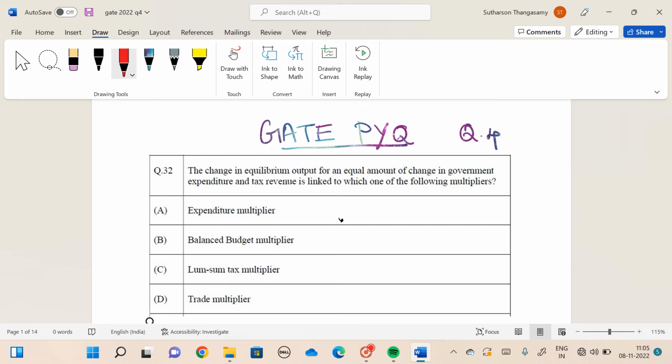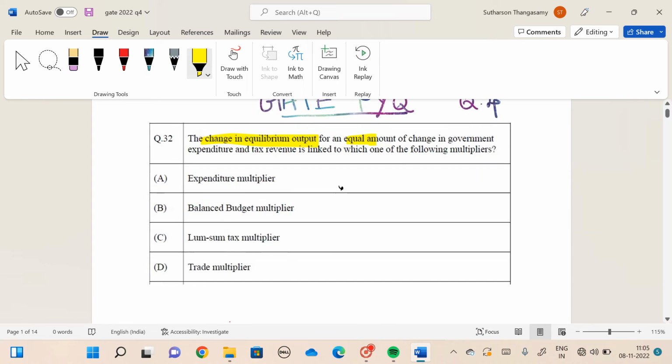The question is that the change in equilibrium output for an equal amount of change in government expenditure and tax revenue is linked to which one of the following multipliers? And the options are expenditure multiplier, balanced budget multiplier, lump sum tax multiplier, and trade multiplier.